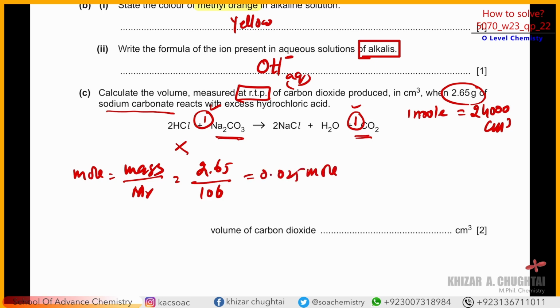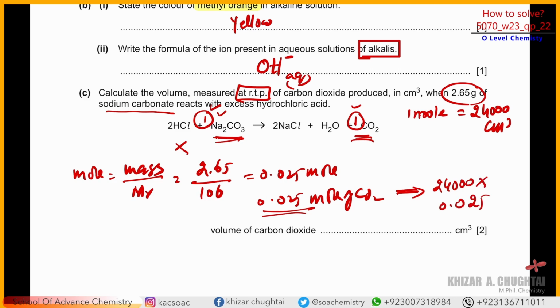0.025 moles. You know there is a 1:1 ratio between Na2CO3 and CO2, so the same mole, 0.025 mole of CO2 will be there. So 1 mole is equal to this volume, and if I'm using this mole of CO2, the volume will be 24,000 multiplied by 0.025 mole, and the overall answer is 600 centimeter cube.